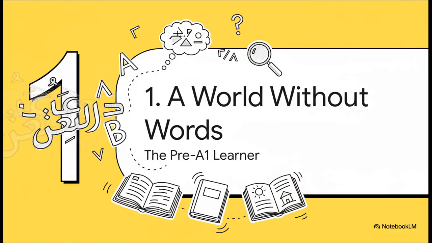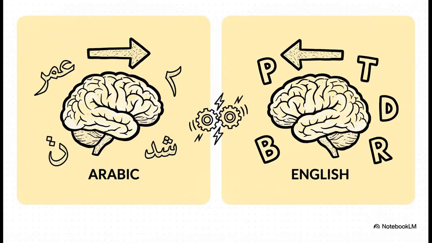So to make this real, let's just imagine our learner. Let's say she's a young Arabic-speaking child and she's never seen English before. Her entire world of reading is completely different from the one we're about to show her. This isn't just about learning a few new words, it's about learning a whole new system for how language works. And the challenge here goes way deeper than just memorizing a new alphabet.